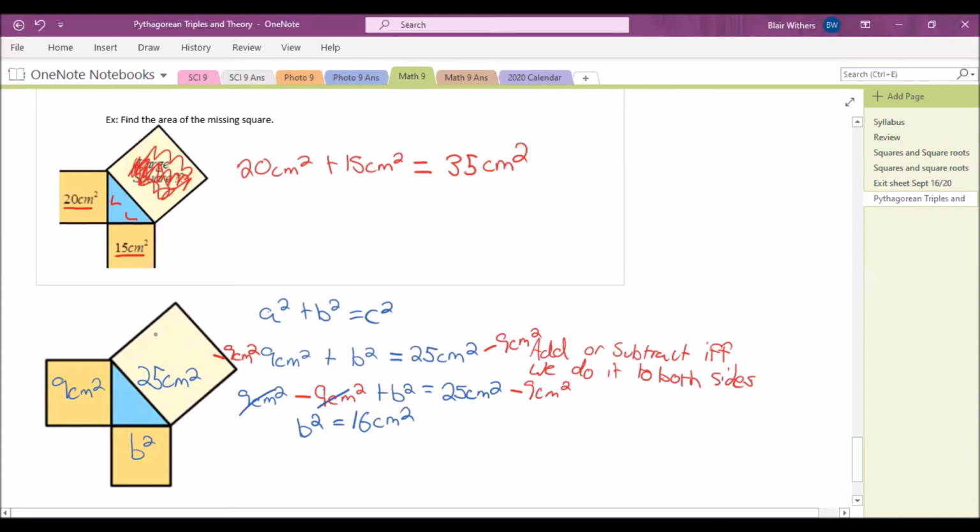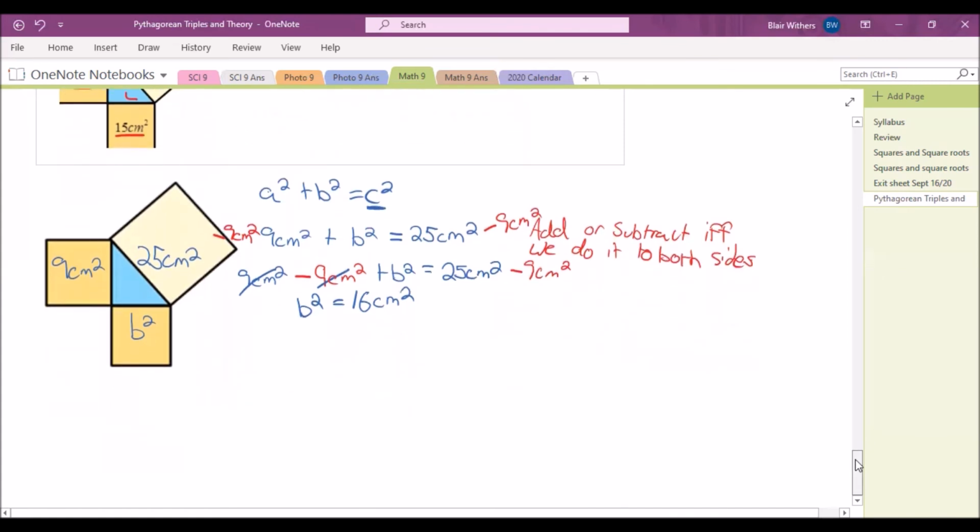Okay, so that's how we would find the area of the missing square when it's not c squared, when it's not just adding a and b together. Now, if we wanted to go one step further, what if we wanted to find the length of b? So we now have the area of this square here, but I want to know this length right here. I want to know how long this is.